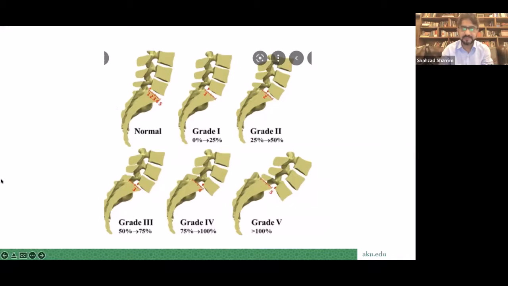And this is the Meyerding classification if you're interested, in which the listhesis is graded according to the proportion of the superior vertebral body that slides over the inferior vertebral body. Again, this classification is only academic. It does not influence your management, that since this is grade 3 it needs surgery. The treatment always depends on the patient's symptoms.